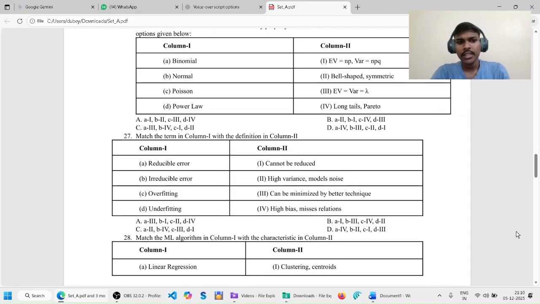So the correct option is option A: A3, B1, C2, and D4, which correctly maps reducible errors to the third option, which is can be minimized by better techniques, and irreducible errors to cannot be reduced. Overfitting is mapped to option 2, which is high variance and model noise. And underfitting is mapped to option 4, which is high bias and misses relationships.